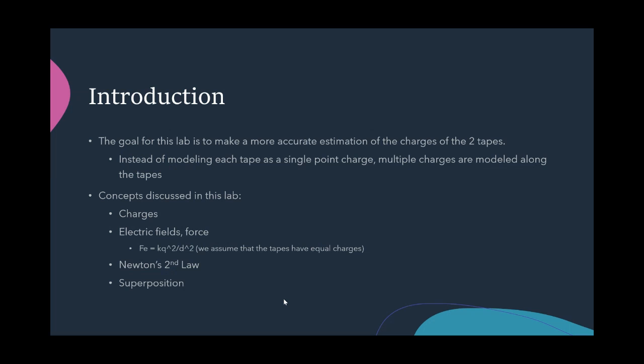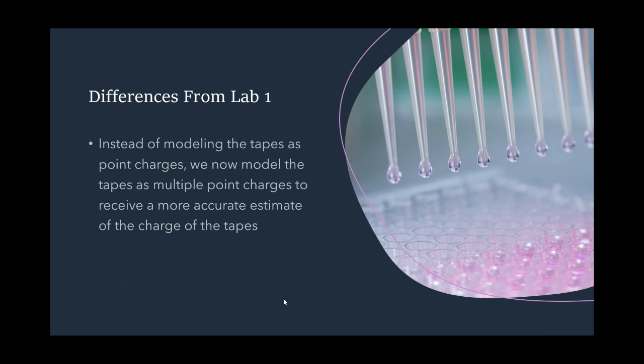A brief introduction to this lab. The goal for this lab is to make a more accurate estimate of the charge of the two tapes. Instead of modeling each tape as a single point charge, multiple charges are modeled along the tapes. Some concepts we discuss in this lab are charges, electric fields and forces, Newton's second law, and superposition. A notable difference from Lab 1 is that we don't model the tapes as singular point charges. We now model the tapes as multiple point charges to receive a more accurate estimate of the charge of the tapes.